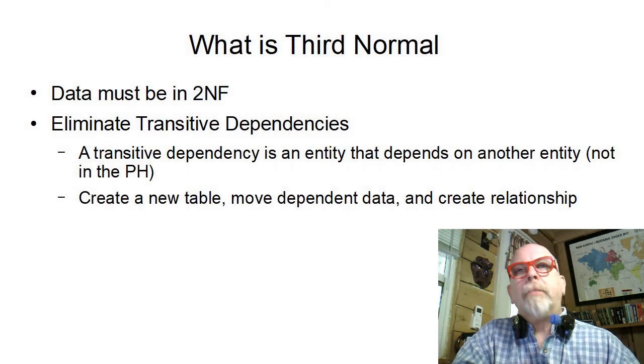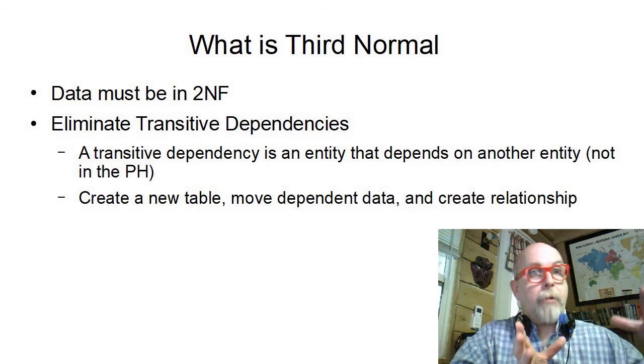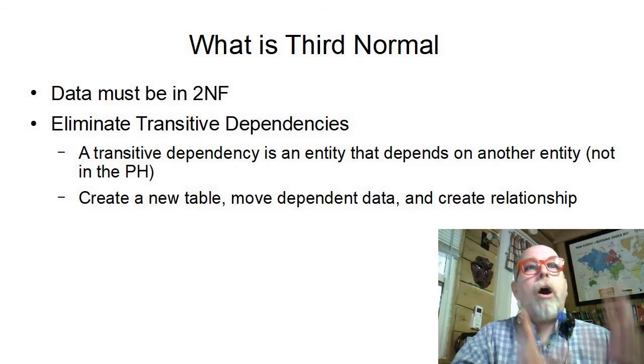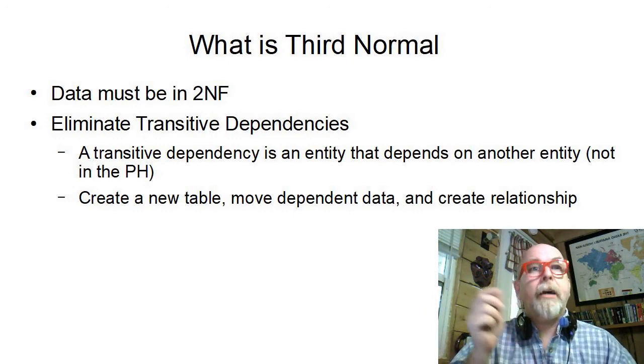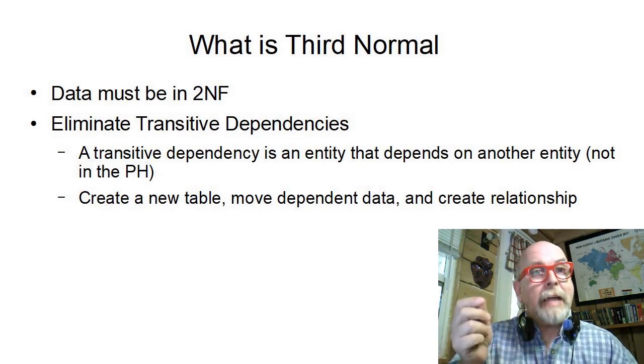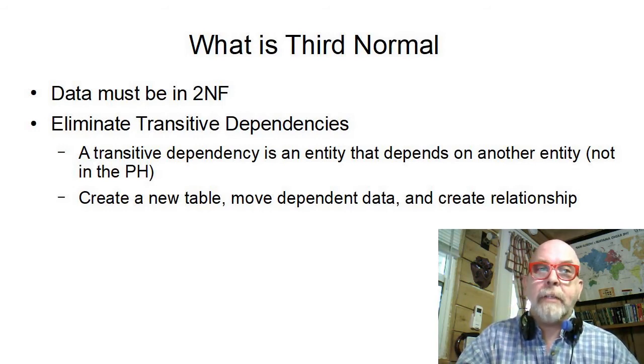What is third normal? Well, third normal is the third part of normalization. Your data has to already be first normal and meet the 5 criteria. Your data also has to be second normal and have partial dependencies removed, because what we're going to do in third normal is eliminate dependencies known as transitive dependencies.